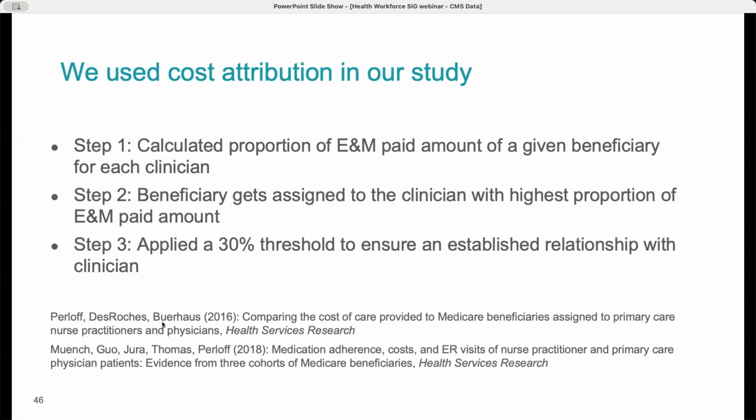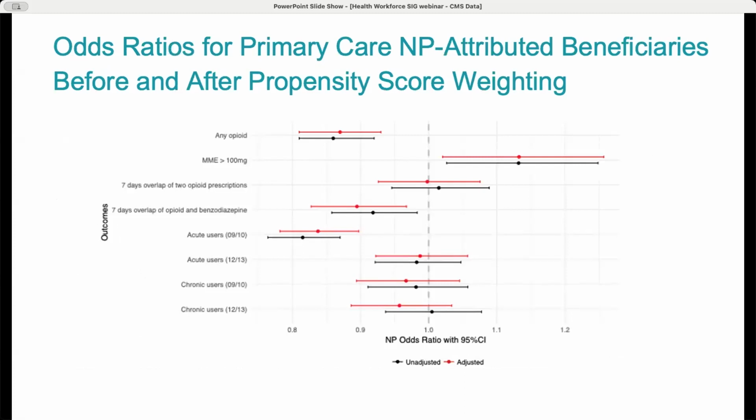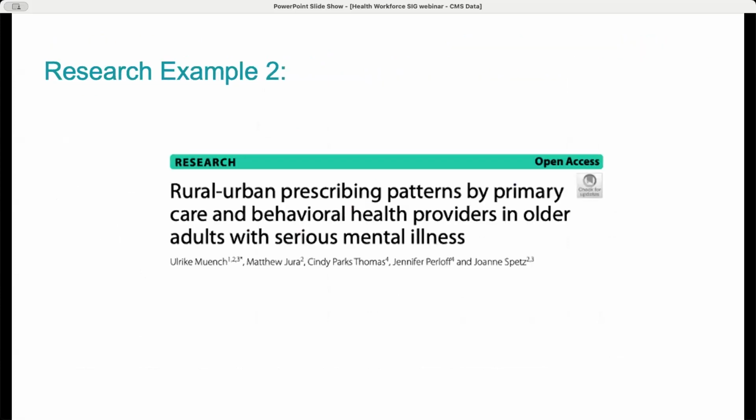Nowadays, I would probably focus on plurality of services, but here we calculated the total portion of E&M paid amounts and assigned the clinician with the highest proportion of that amount. And we applied a 30% threshold to ensure an established relationship with the clinician. And after all that is done, you would then be able to look at outcomes of primary care nurse practitioners that were attributed to beneficiaries. And we don't really need to talk about these results. It's just an example of how you get from your methods to look at and measure your outcomes.